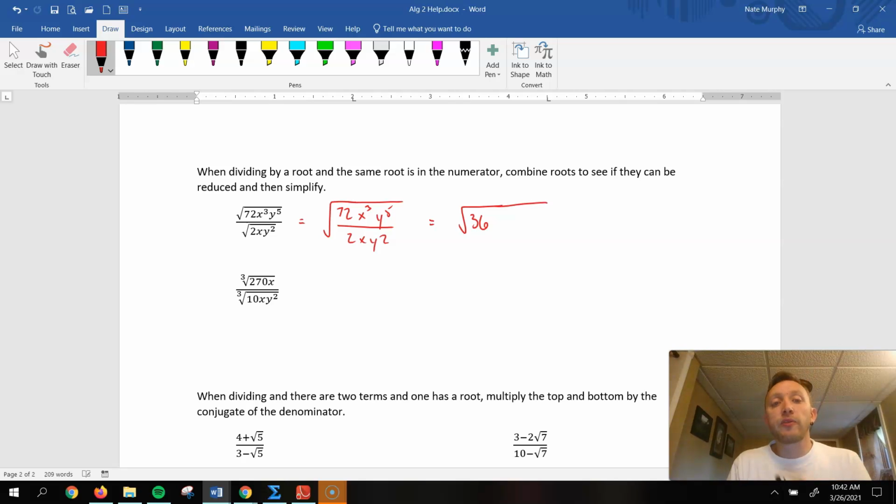So we'd have the square root of 36, and then x cubed divided by x. So remember, when we're dividing and the bases are the same, what we do is we subtract the exponents. Okay, so 3 minus 1 would be 2, so we'd have x squared in our numerator.